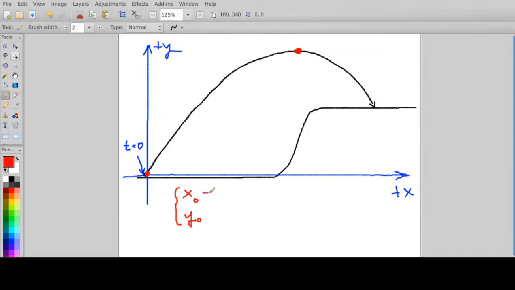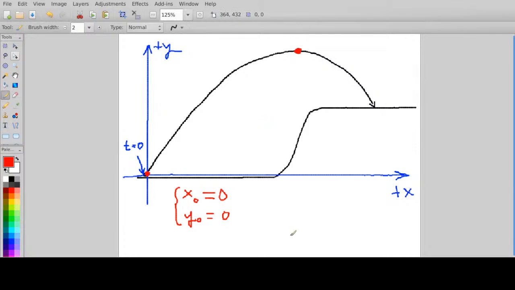And so obviously x is 0, and y is also 0. All right, so there you go. There's our initial position. Let me see if there's any questions in the chat. All right, no questions so far.